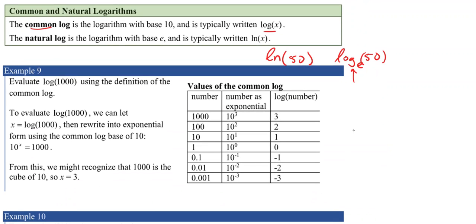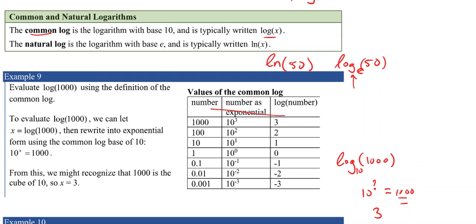Okay, so this example is saying evaluate log of 1,000. This is a common log, because there's nothing written underneath here. But we know that really means it is base 10, even though we don't write it down. So remember what this is saying: 10 to the power of what is equal to 1,000? 10 to the power of 3 would be 1,000.